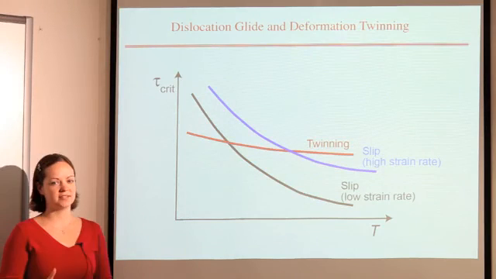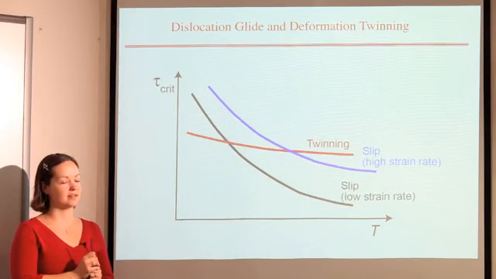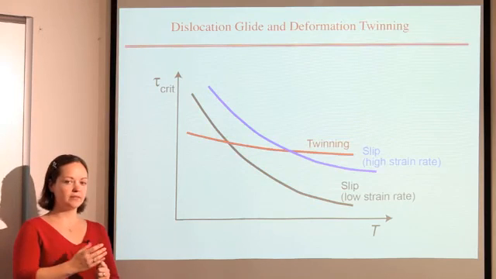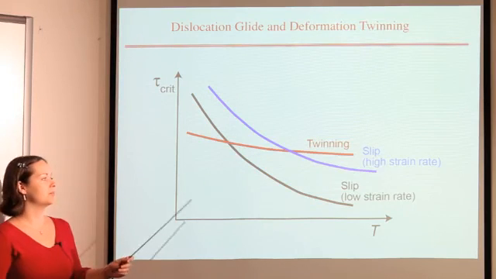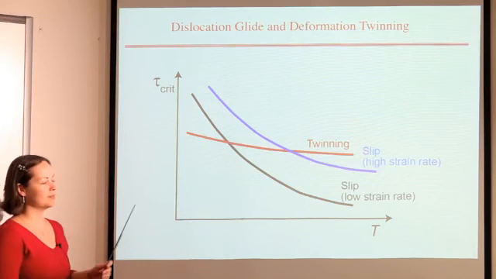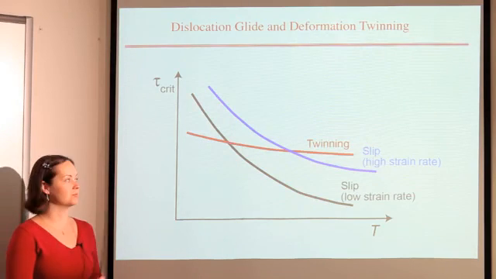So therefore, twinning tends to be favoured at low temperatures and high strain rates. So in our tin sample, the one at room temperature, we saw that deformation twinning dominated, so we must have been down here somewhere, whereas in the sample at 100 degrees, dislocation motion was favoured.